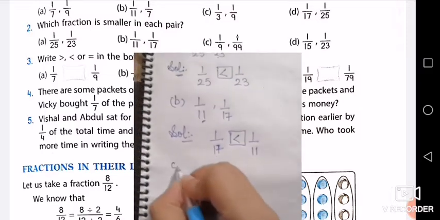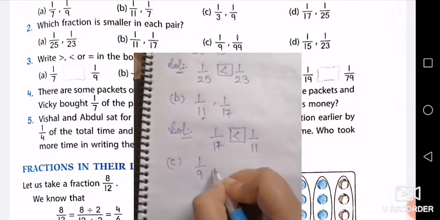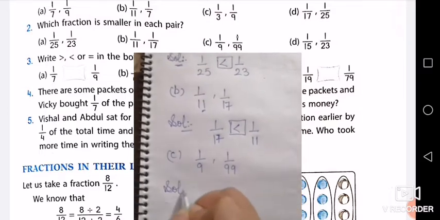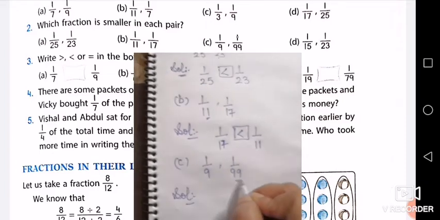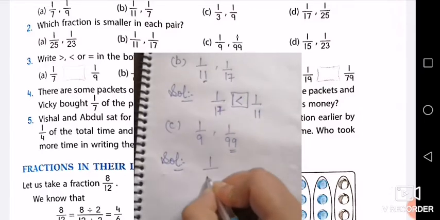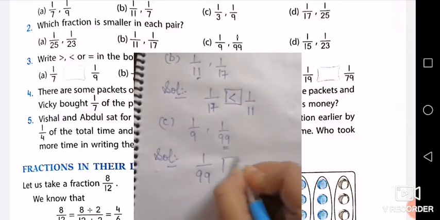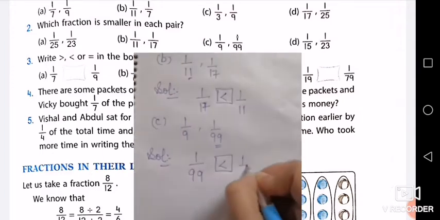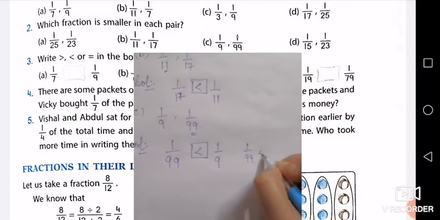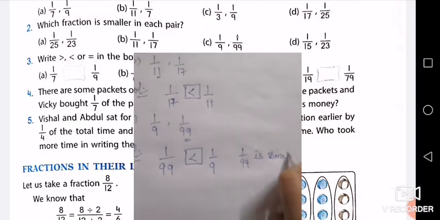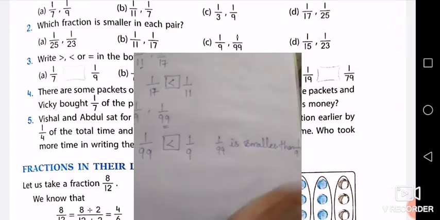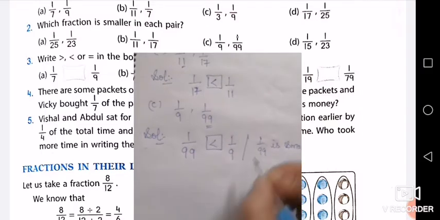Now come to C part. 1 by 9 and 1 by 99. Okay, now tell me which is smaller. Greater the denominator, smaller the fraction. So here 1 by 99 is smaller than 1 by 9. You can write in words also that 1 by 99 is smaller than 1 by 9. It's totally up to you, this or this.